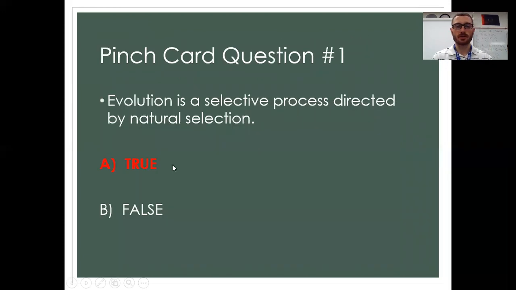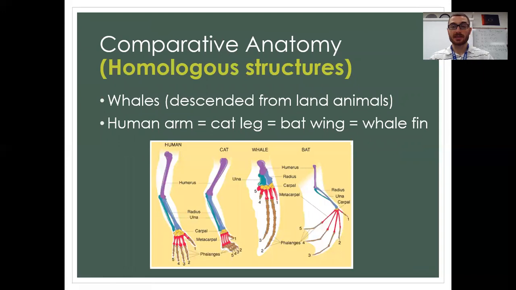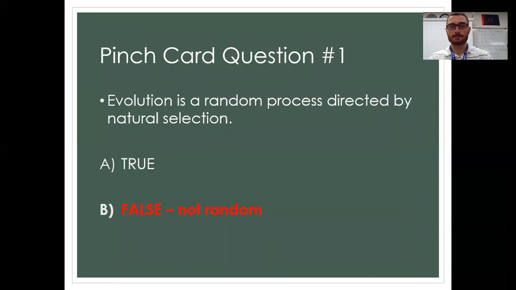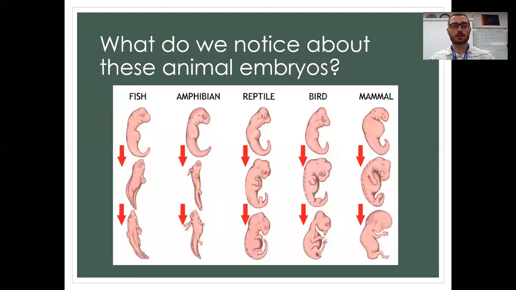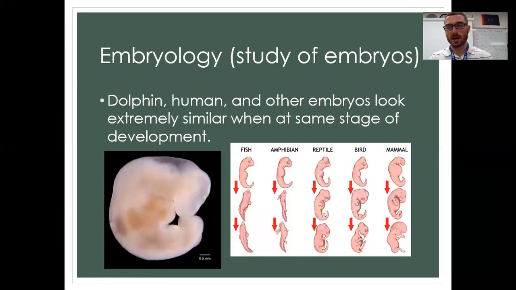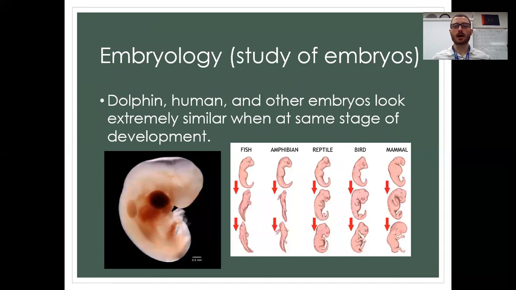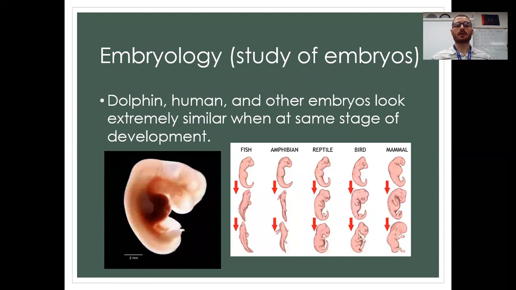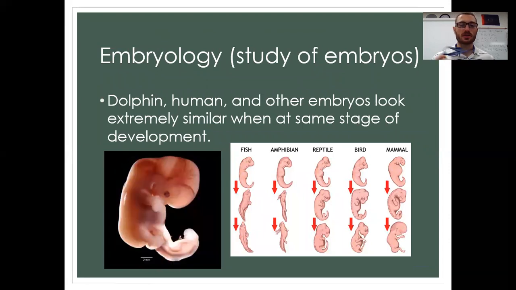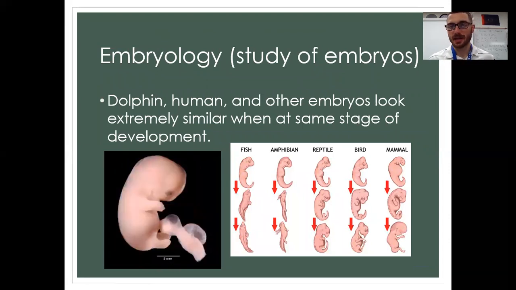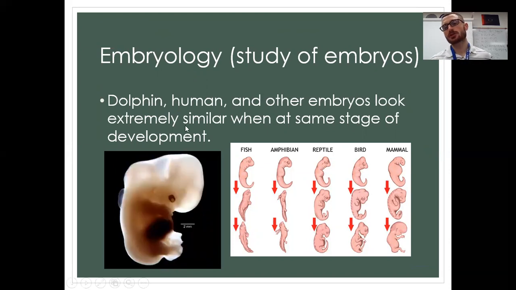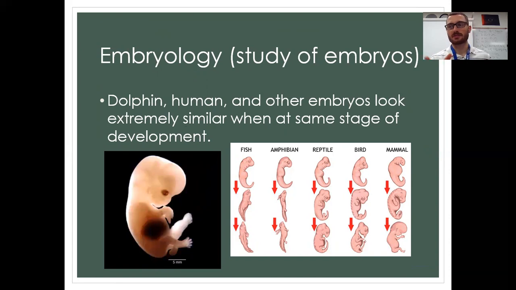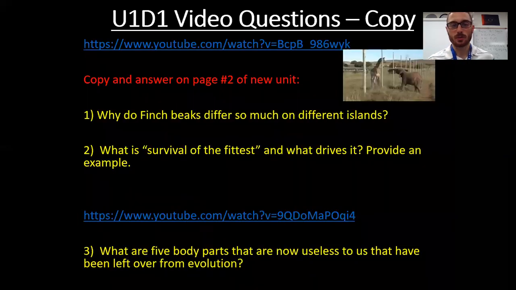Okay, so yeah, no need to write this down. Write this down, right? Comparative anatomy. That should have been written down already. Questions, don't need to write those down. Don't write this down. Do write this down. Okay, embryology. So the study of embryos, and we see here that dolphins, humans, and other embryos look extremely similar when at the same stage, what I just talked about. In the future, I'm just going to highlight in yellow what you need to write down. I didn't want it to confuse my in-person learners, but we'll just go from there.